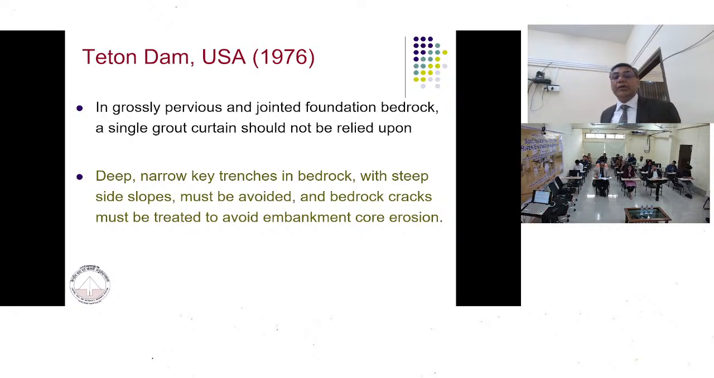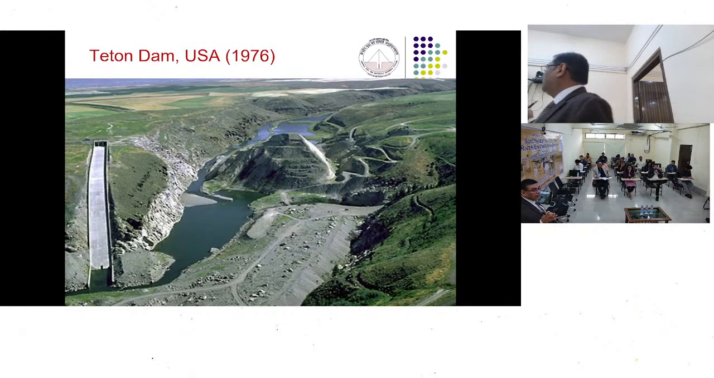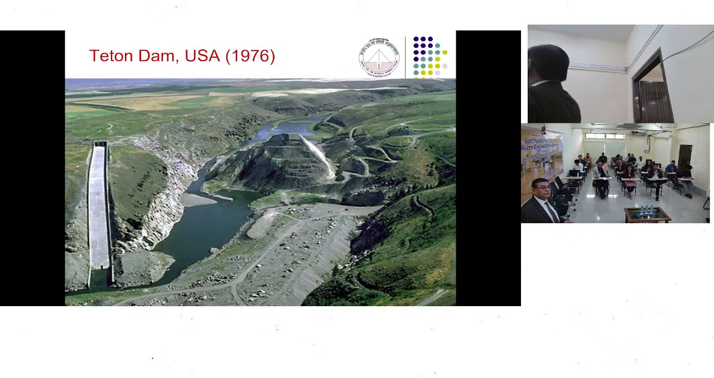Then deep narrow key trenches in bedrock with steep side slopes must be avoided, and bedrock cracks must be treated to avoid embankment core erosion. This is something we tried to learn, and this is now the dam as such. This is a spillway, and this is the poor quality of this cell.